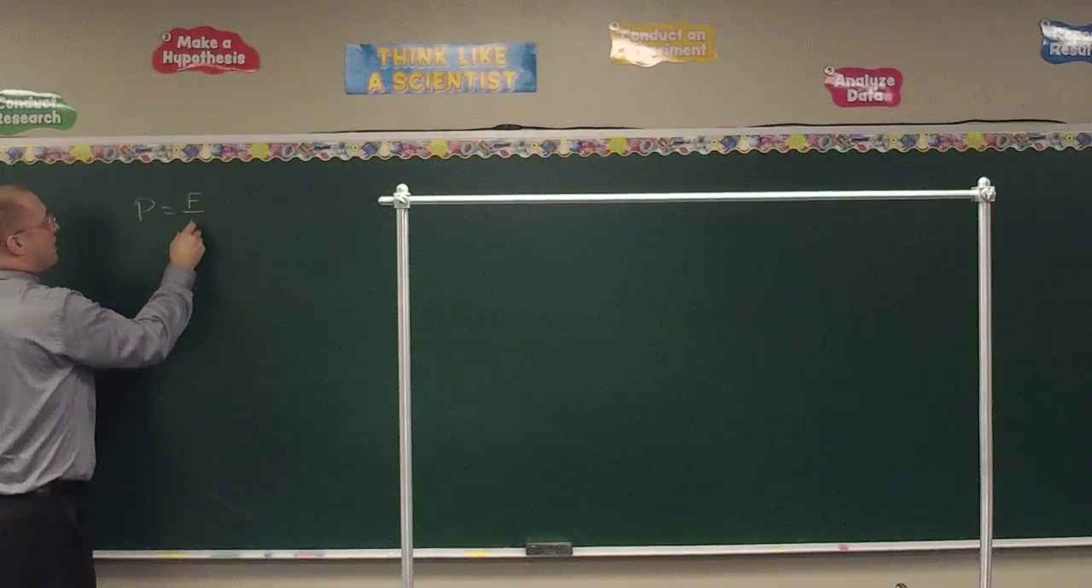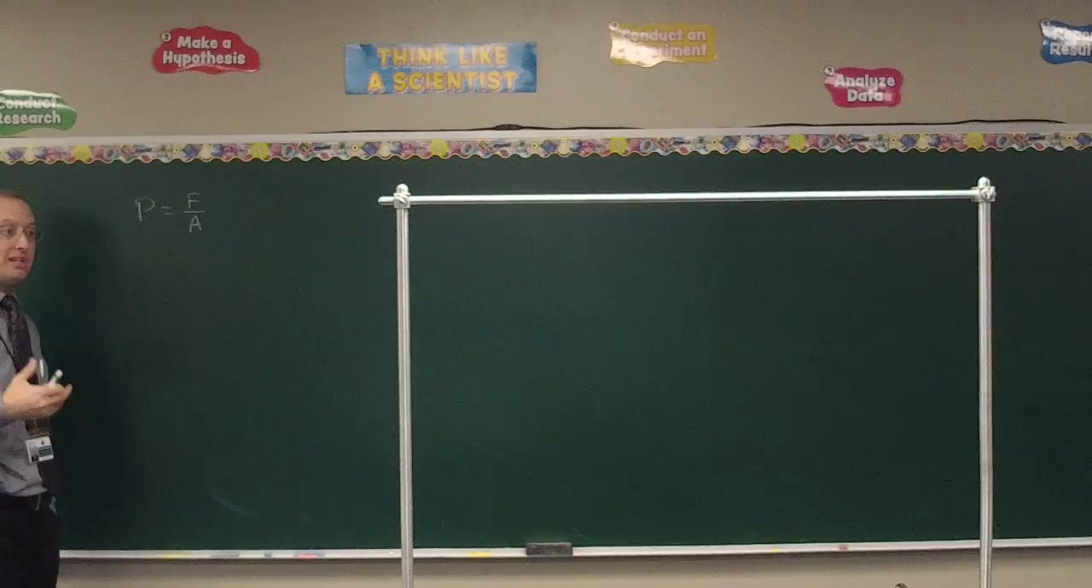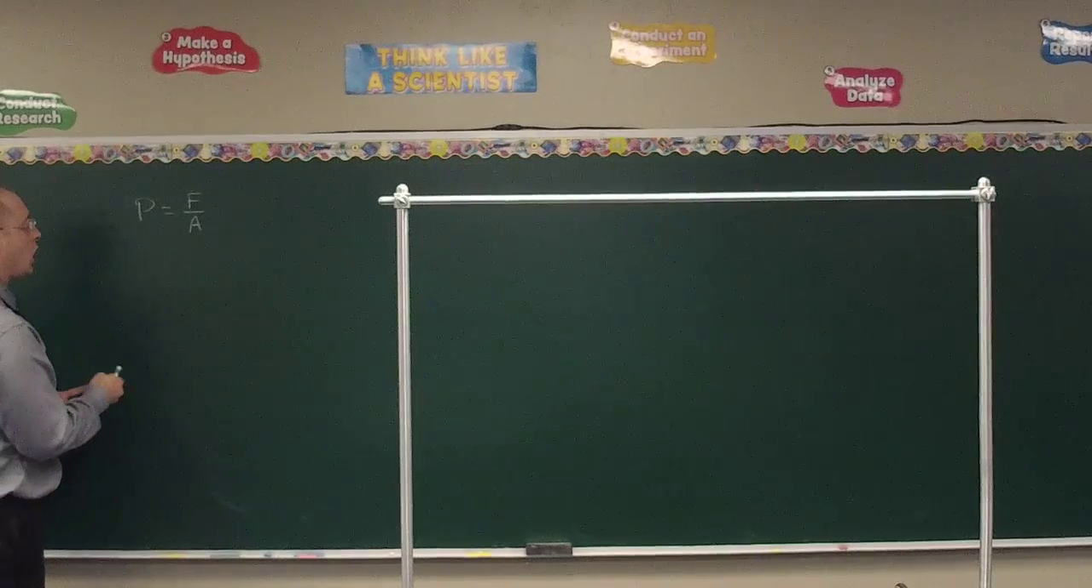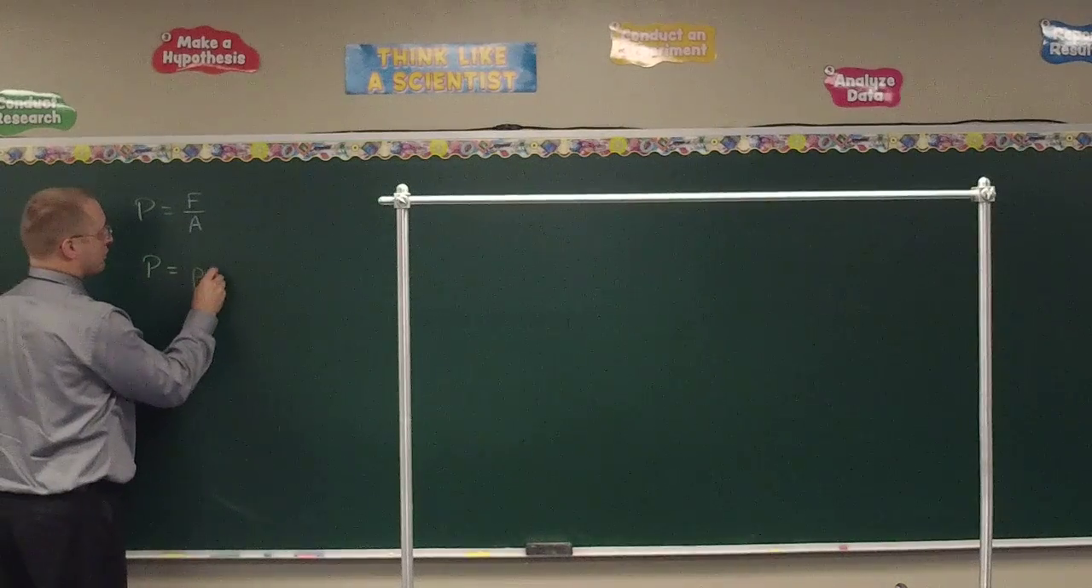P equals F over A, right? Force per unit area. But we also talked about liquid pressure. And we said liquid pressure depends primarily upon depth. So we had an equation we called the law of liquid pressure. What was that equation? P equals rho GH.